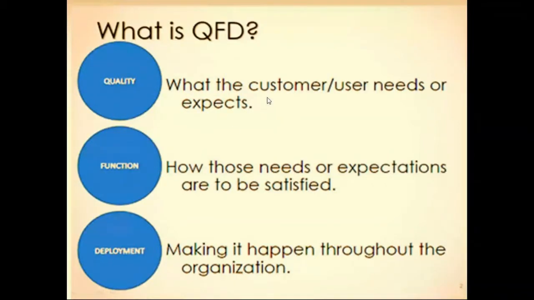So what is the customer requirement, how to solve these customer needs, and then deployment is after it has been solved, that is, we are finding out the technical requirements, we will have to make it happen throughout the organization. So that is known as deployment. That is how the word quality function deployment has come into existence.